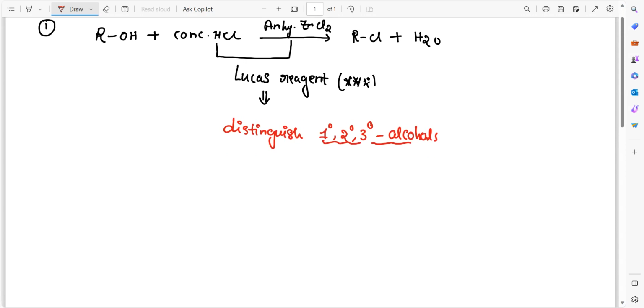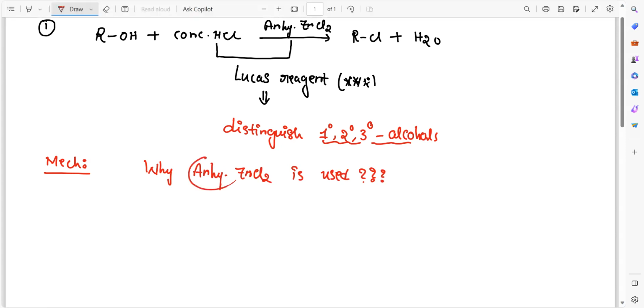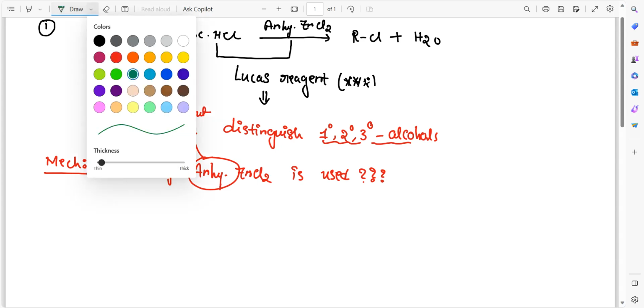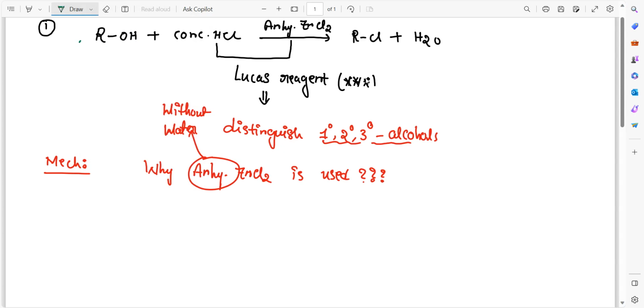Now let us try to understand its mechanism. First of all, you have to understand why anhydrous ZnCl2 is used. Try to understand this question. Anhydrous, as we already know, means without water. So why is anhydrous ZnCl2 used?